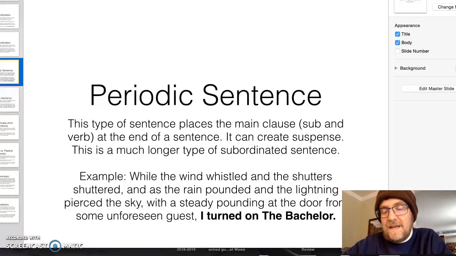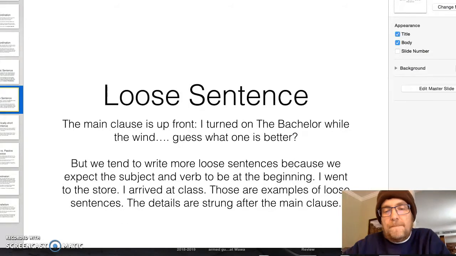This kind of stuff often works in humor or suspense because we don't expect what comes after all the dependent clauses there. All right, so that's a periodic sentence. The main clause is held at the end, and you want to emphasize the main clause at the end after building up some suspense.